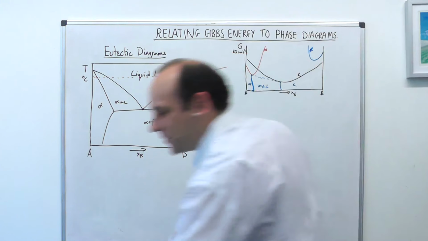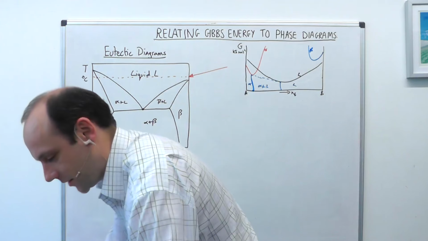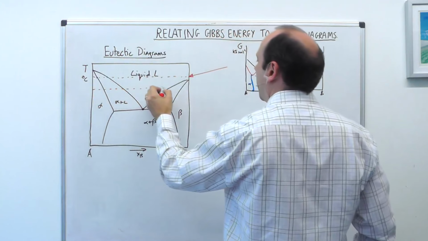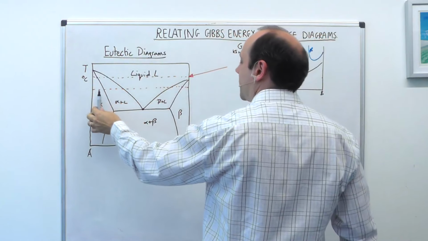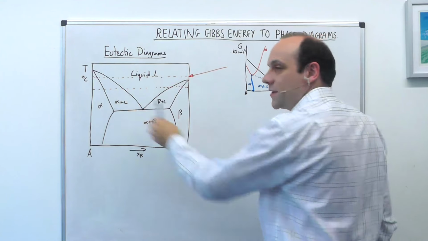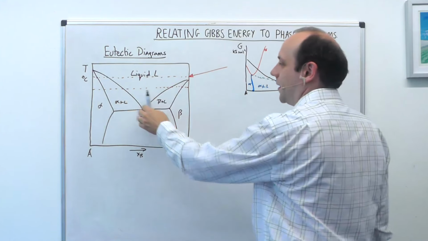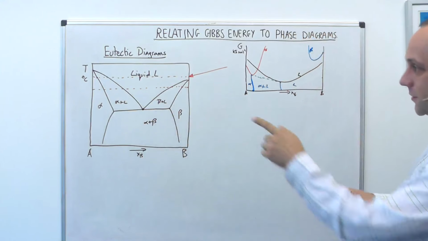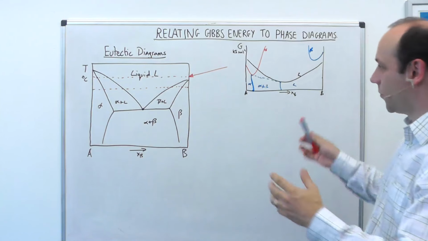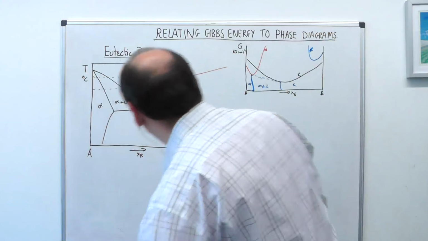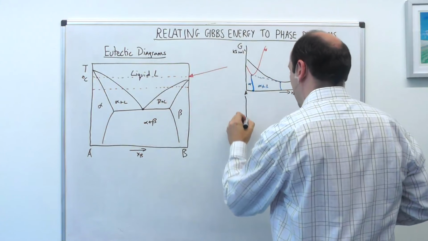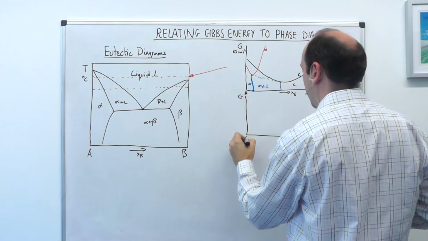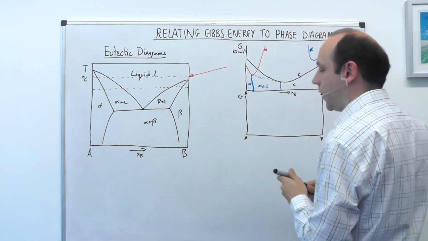When we go down a bit further in temperature, then we get to a situation, say somewhere like here, where this is quite complicated now. We've got a situation where alpha is the lowest energy, then alpha plus liquid, where the common tangent will be lowest, then liquid, then beta plus liquid, and finally beta. So we've got lots of regions, 1, 2, 3, 4, 5 regions to be able to draw out on our Gibbs energy curve. So let's do that now. We'll have Gibbs energy against content again. So that's G going from A to B.